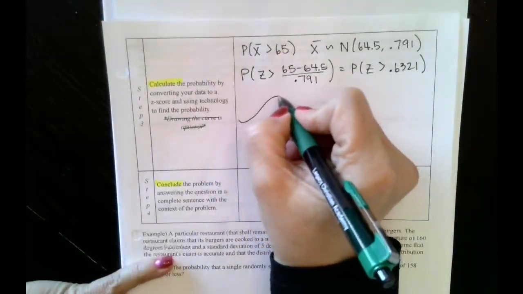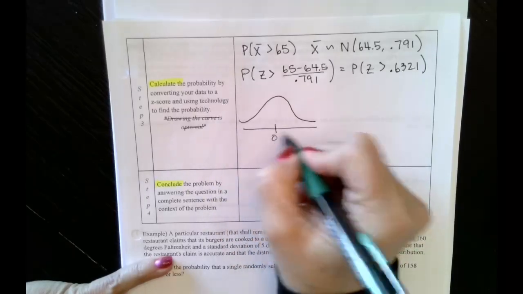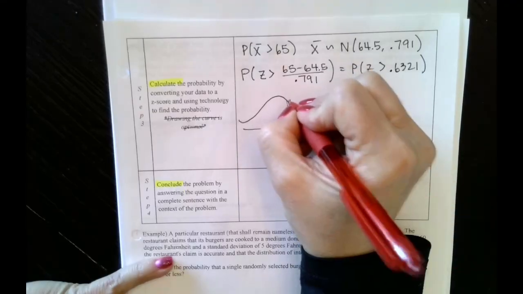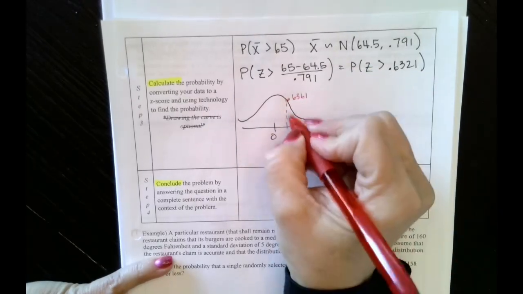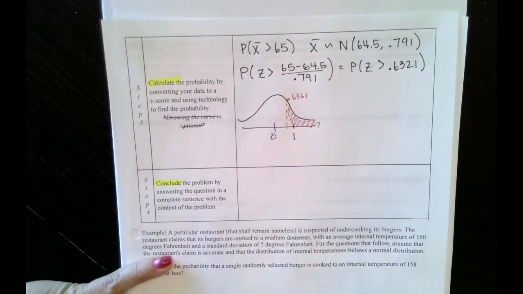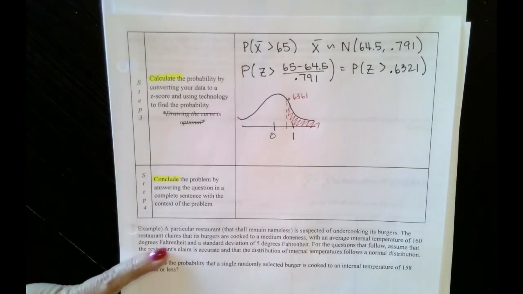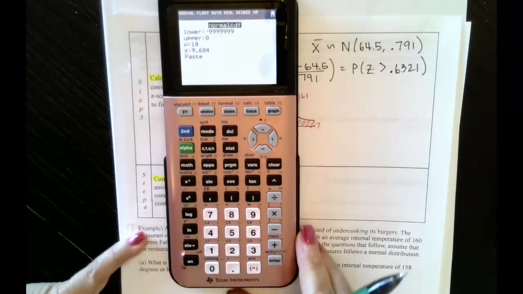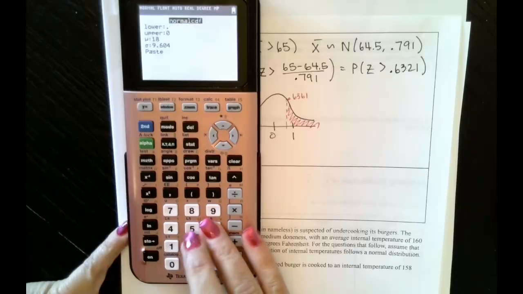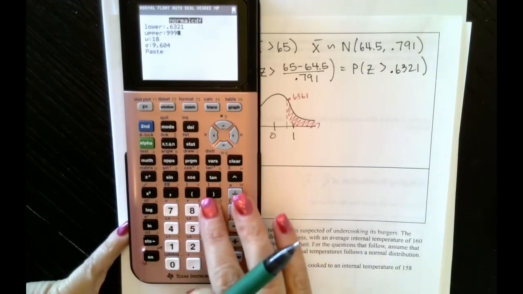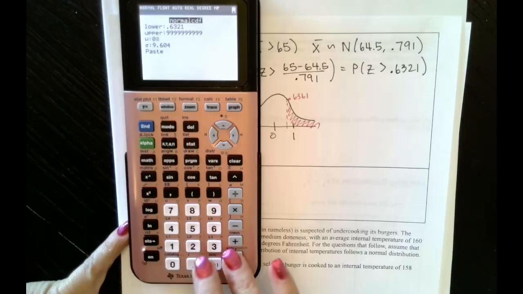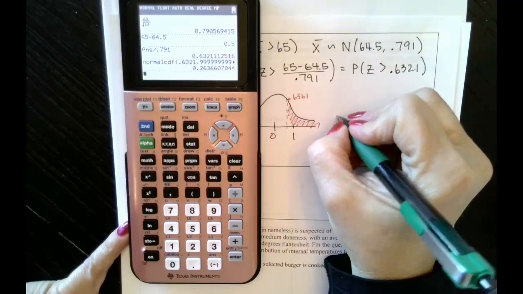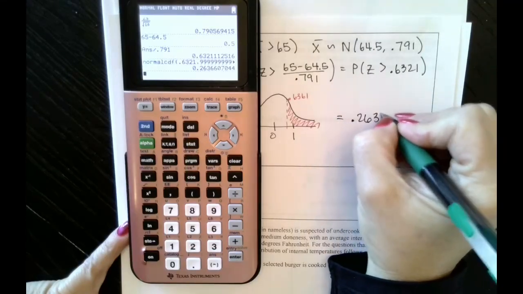Okay, so I'm going to draw my curve. I know it's normally distributed. This is 0. This is 1. So my value here is going to be 0.6321, and it's the values that are greater, so it's this direction. And now if I plug this into my normal CDF, my lower bound is going to be 0.6321. My upper bound is infinity. And my mean is 0, and my standard deviation is 1. So what I get here is 0.2637.